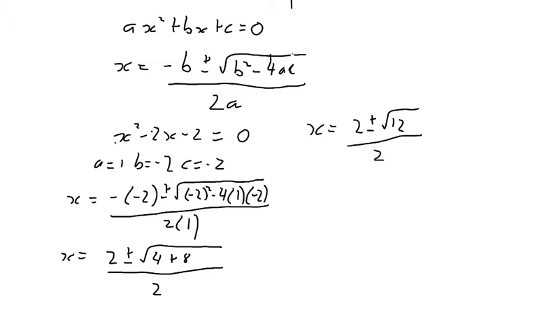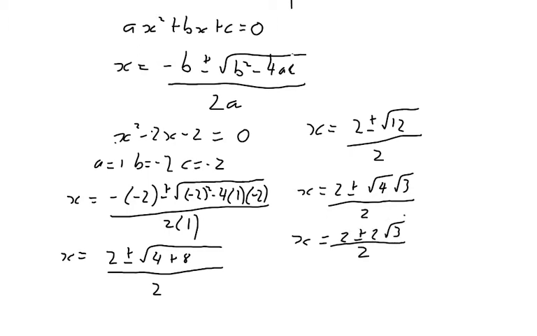over 2. Now we're not finished there. We can simplify the square root of 12 using our surd rules. So x equals 2 plus or minus, now the square root of 12 is the square root of 4 times the square root of 3, over 2. So x equals 2 plus or minus 2 root 3 over 2.